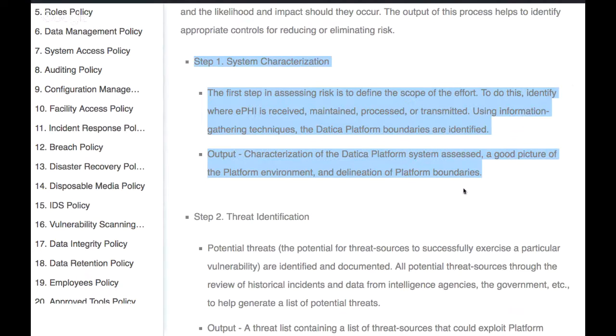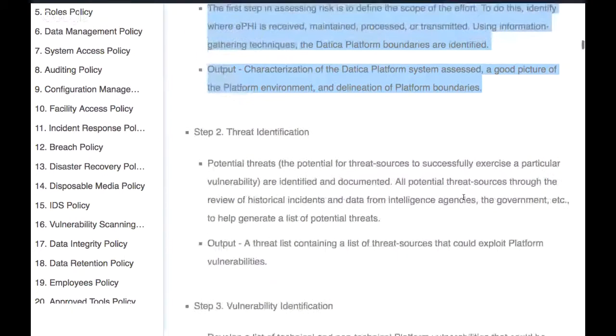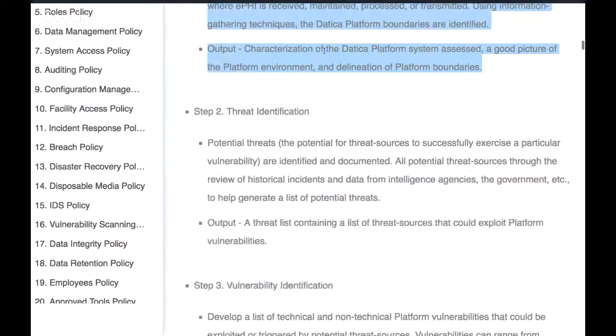So the output will be characterization of the Datica platform system assessed, a good picture of the platform environment, and delineation of platform boundaries.